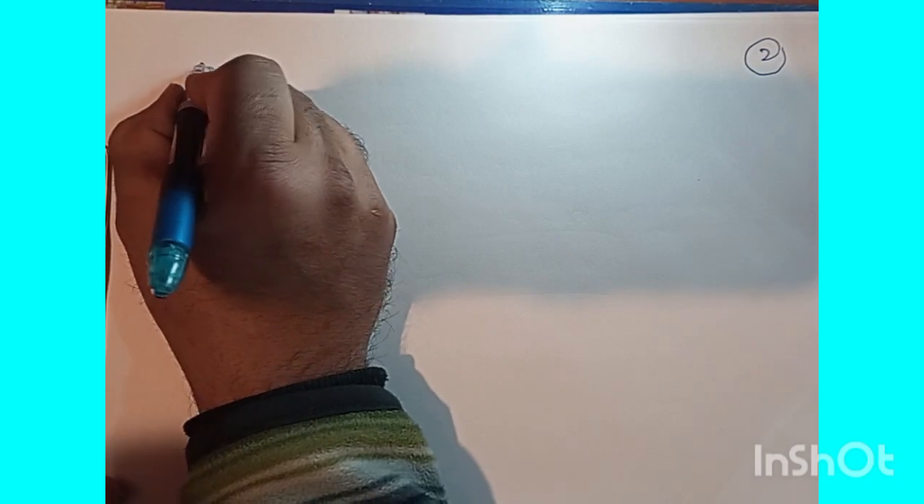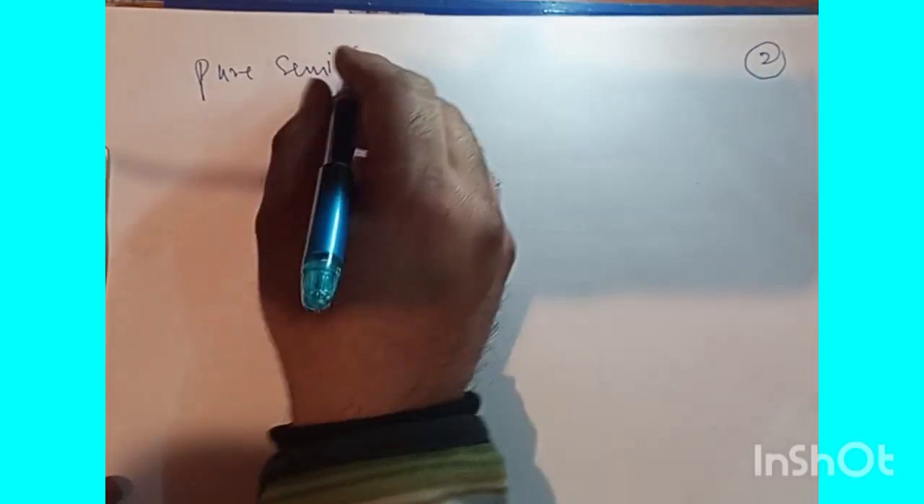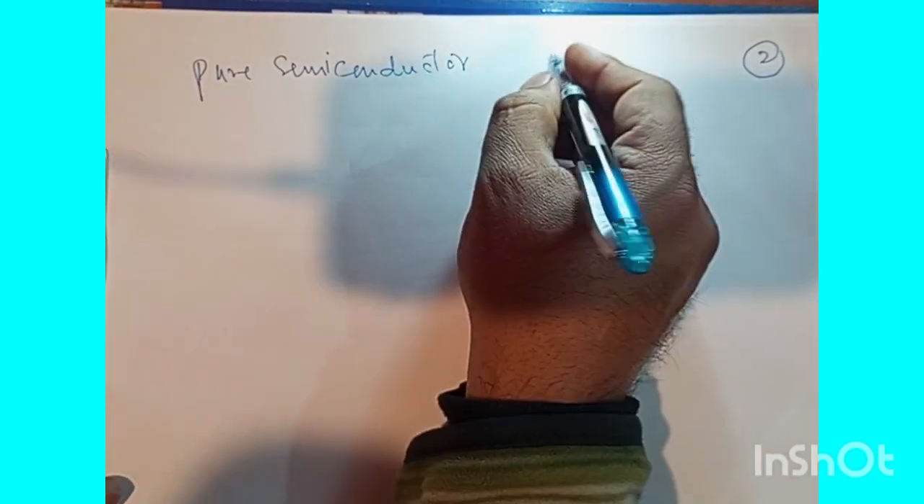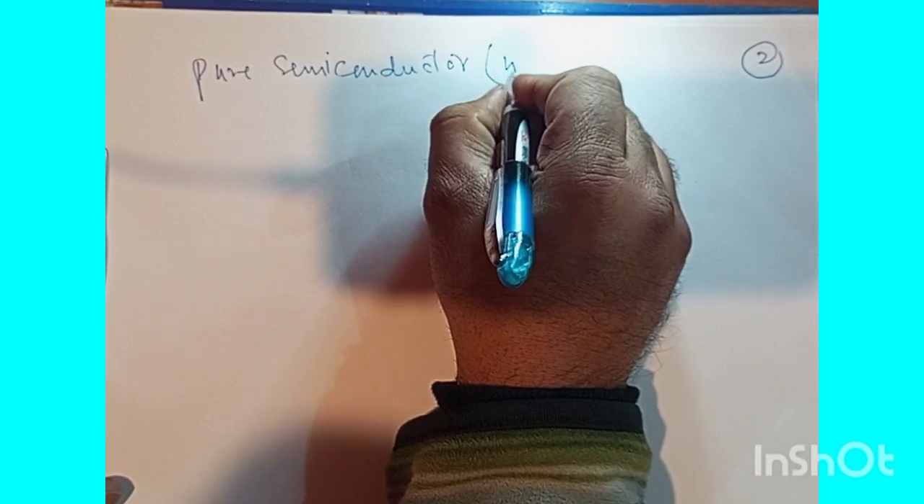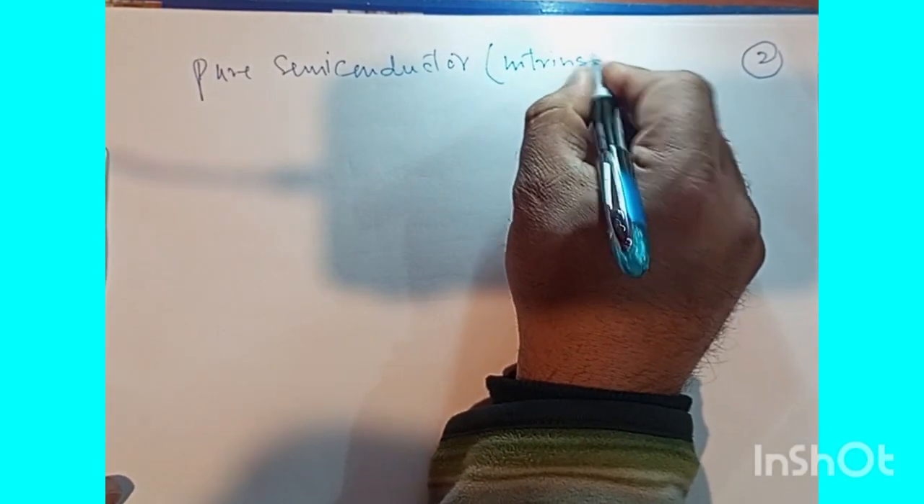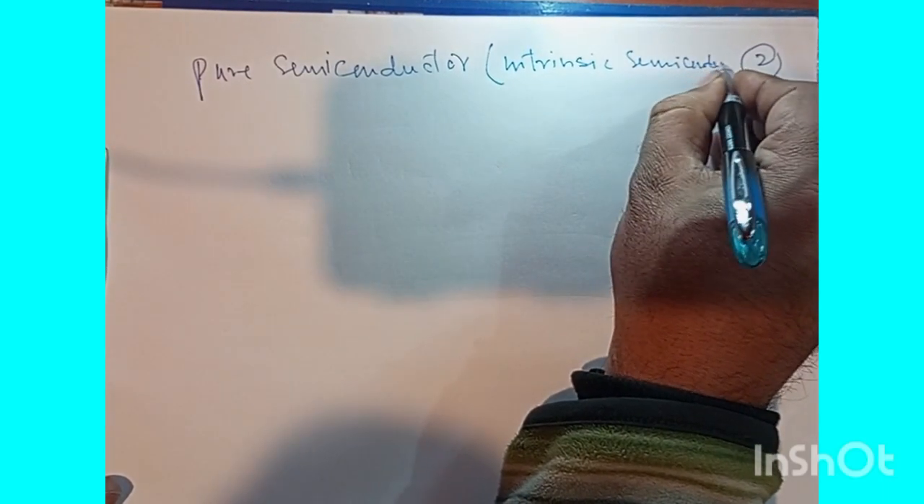Now, to be precise, the semiconductors that we have, we call them pure semiconductors. These pure semiconductors are also called intrinsic semiconductors.